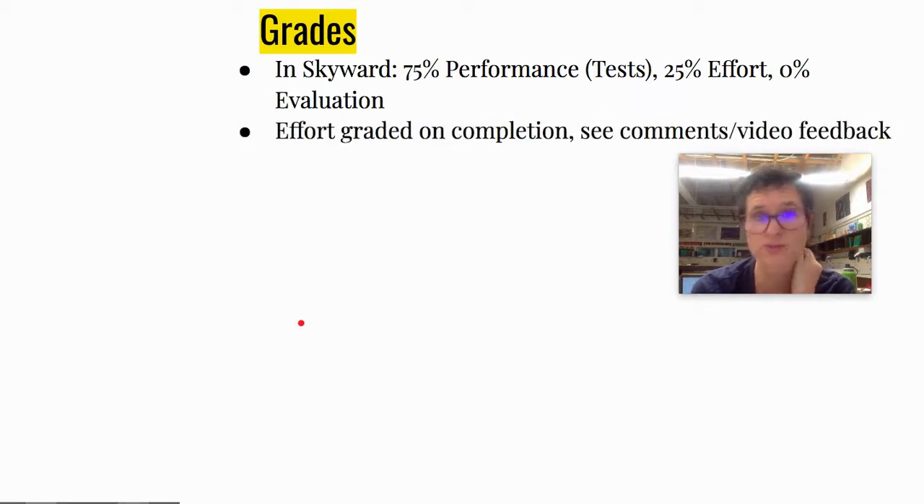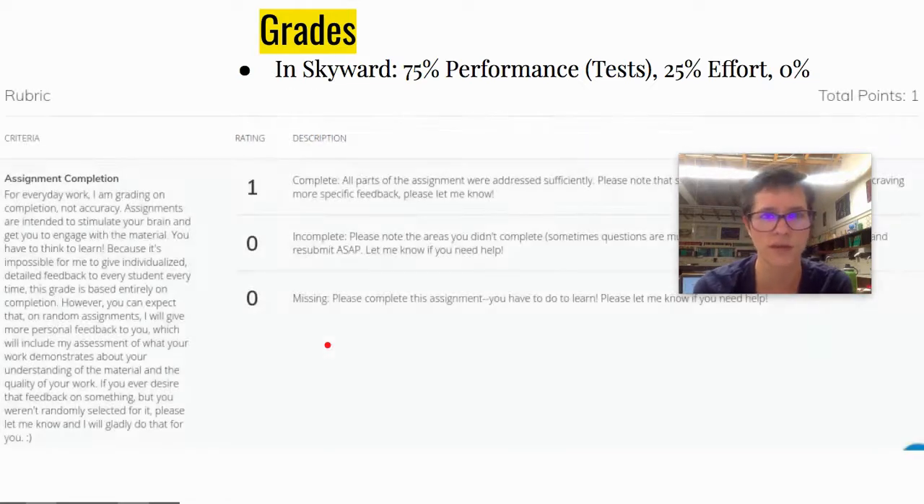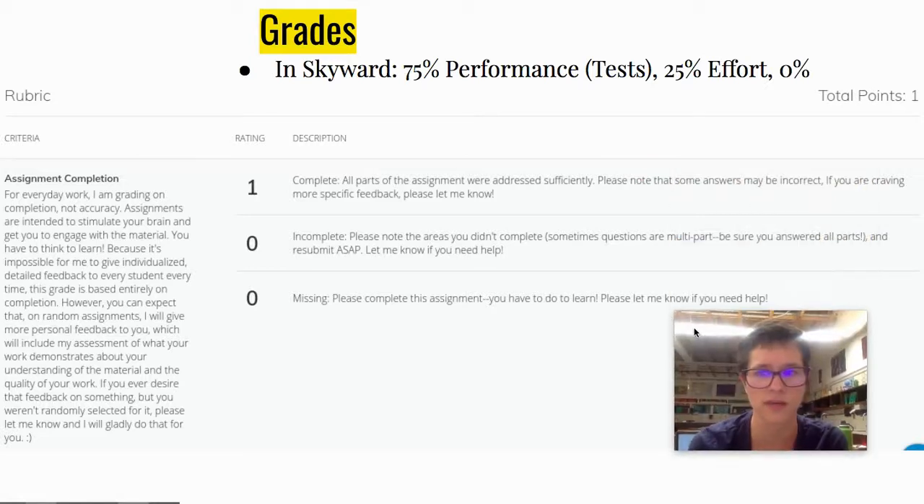Effort assignments are graded on completion. So there's a 0 and 1 point. It's a 1-point scale. Just did you do it or didn't you do it? And see the assignments specifically for any comments. And I randomly choose students for video feedback. This is the rubric that I created for that. Basically here you can see, yep, it's just 0 or 1.